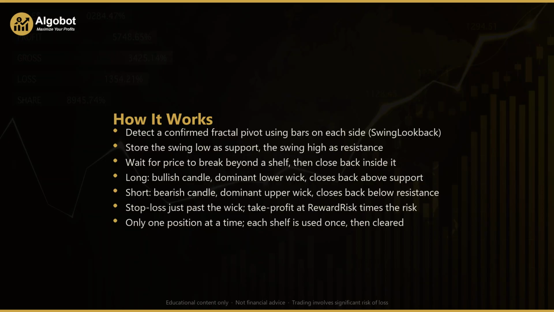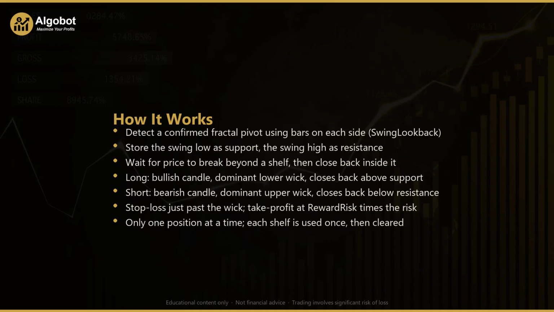Let's walk through the exact logic, step by step. The expert advisor works on closed bars, acting once per bar rather than reacting to every tick. On each new bar, it first looks for a confirmed fractal pivot. A candidate bar sits a number of positions back equal to the swing lookback, so it has an equal number of neighbors on each side. If that candidate's high is greater than every neighbor's high to its left and right, it is confirmed as a swing high, and its high price is stored as the resistance shelf. If its low is lower than every neighbor's low on both sides, it is confirmed as a swing low, and its low price is stored as the support shelf.